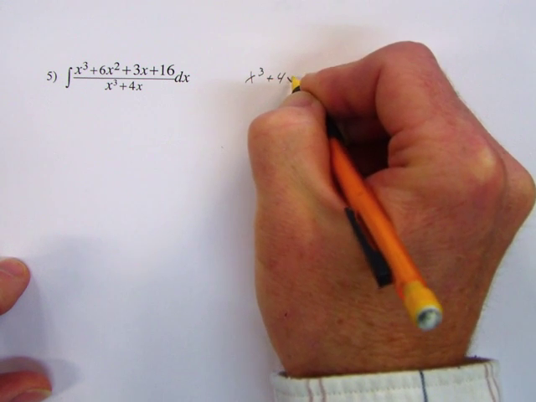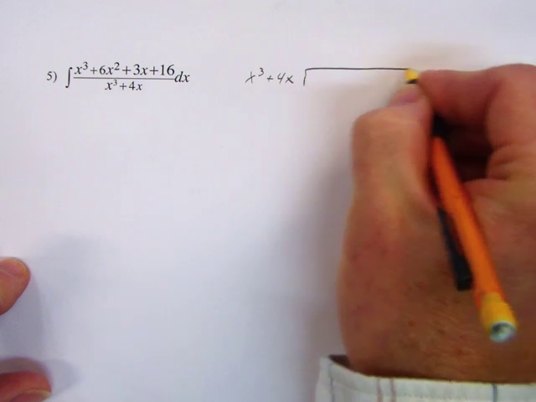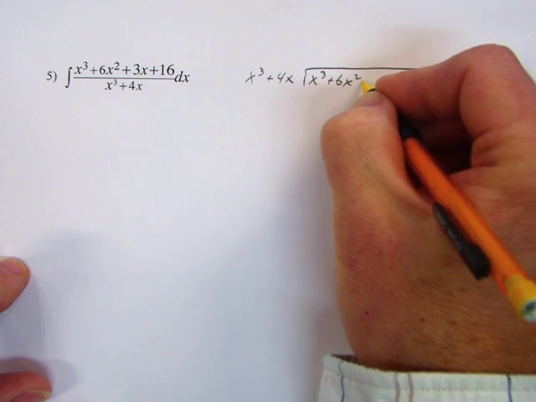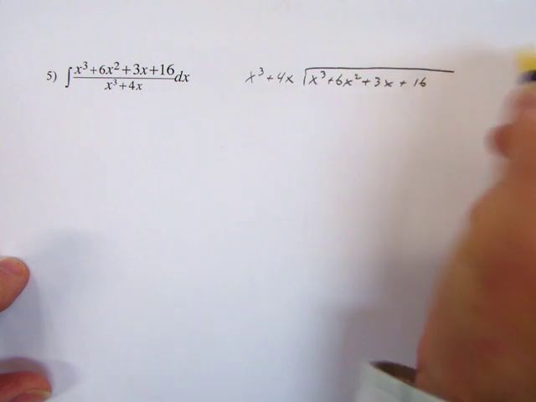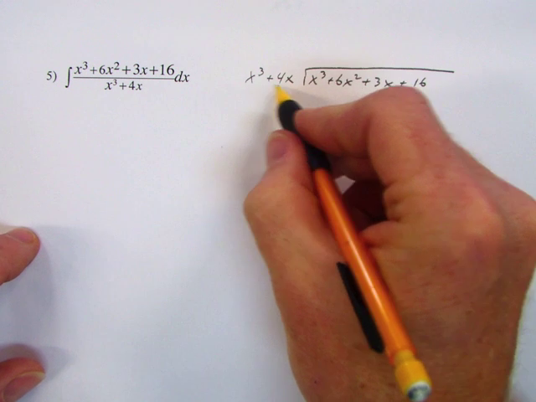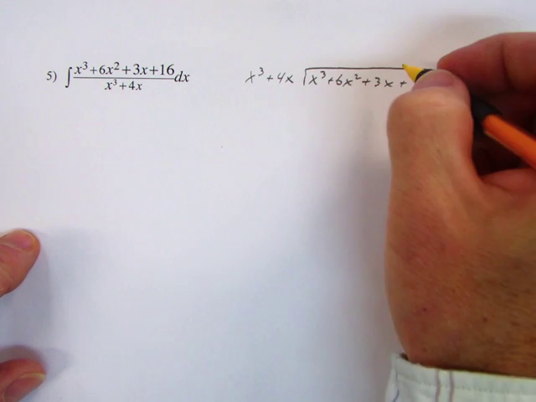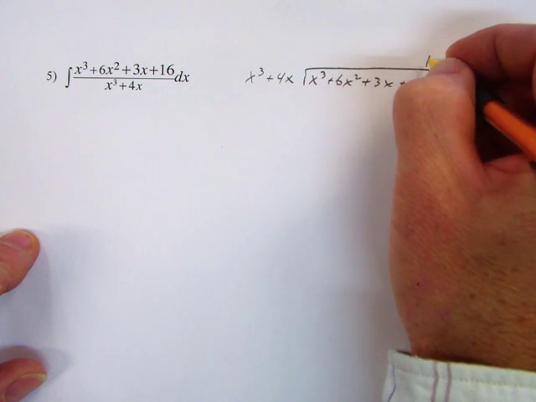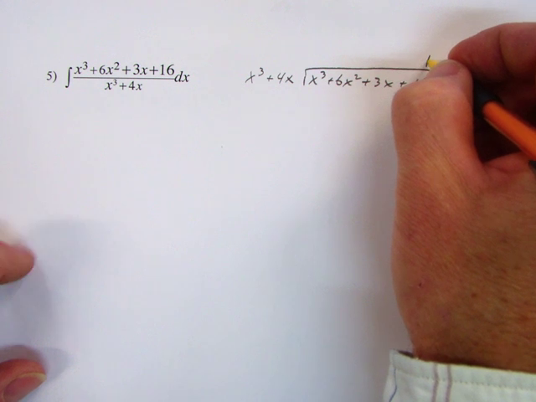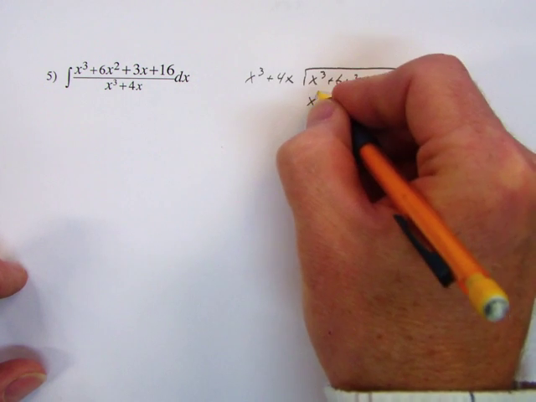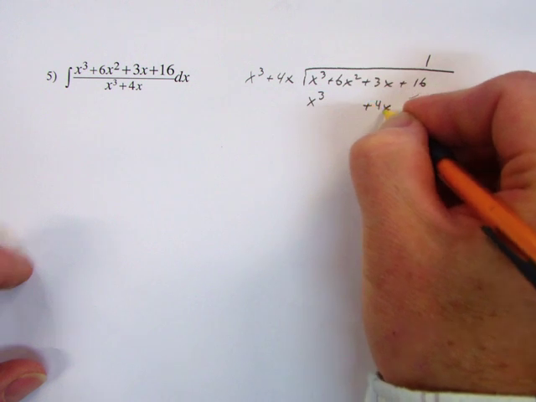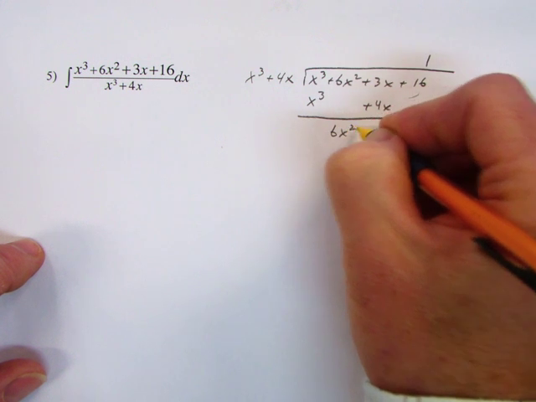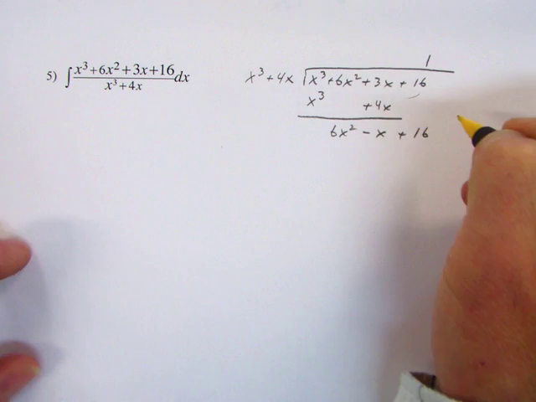So we'll have x cubed plus 4x going into x cubed plus 6x squared plus 3x plus 16. How many times does x cubed plus 4x go into this? It'll be 1 time. So I like to line them up because the 1 is a constant value and 1 times x cubed is x cubed. And then plus 4x. What do we do? We subtract.